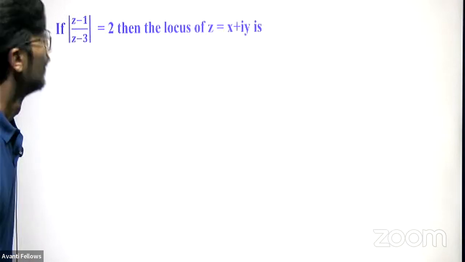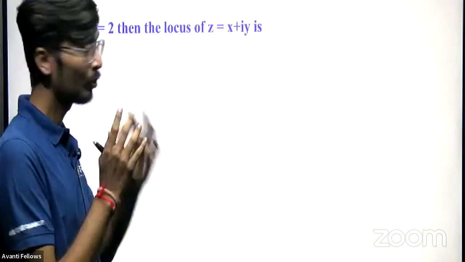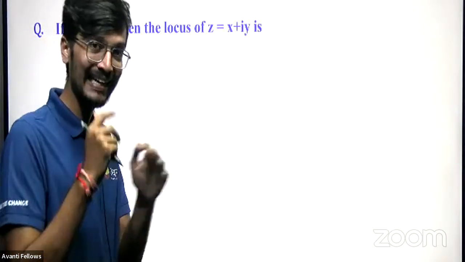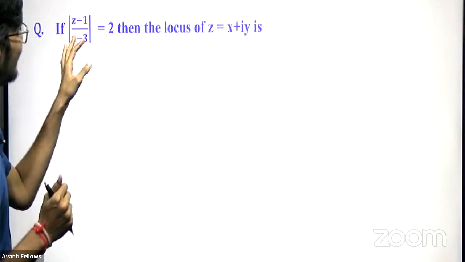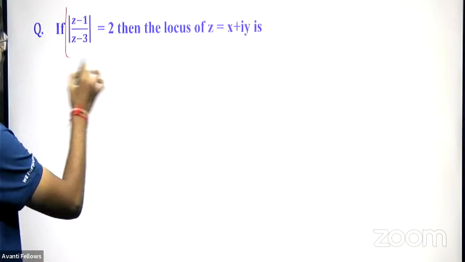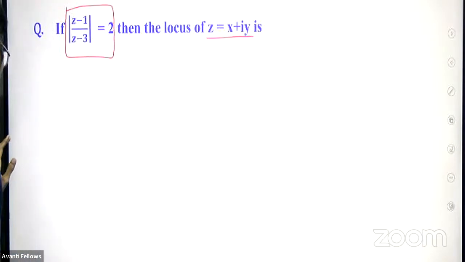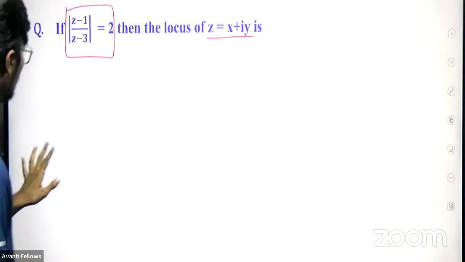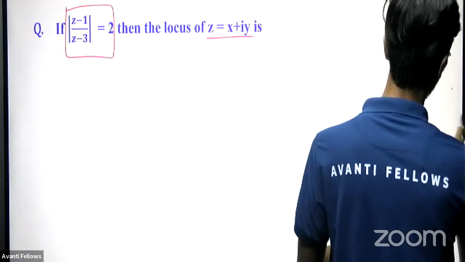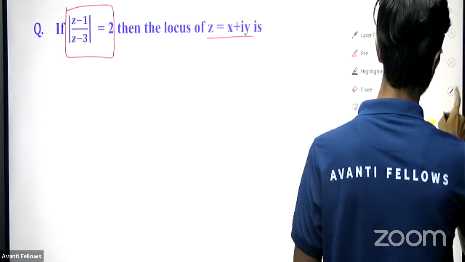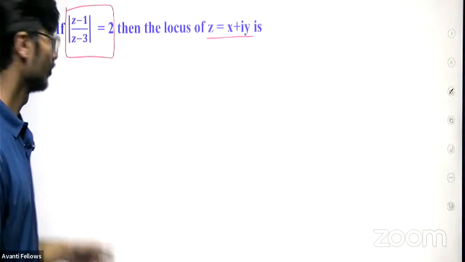It is a very simple question and very much asked. And I will show you the theoretical way. In the next lecture, we will see the geometrical way. So here it is given. What is the locus of this? And the value of z is given as x plus iy.